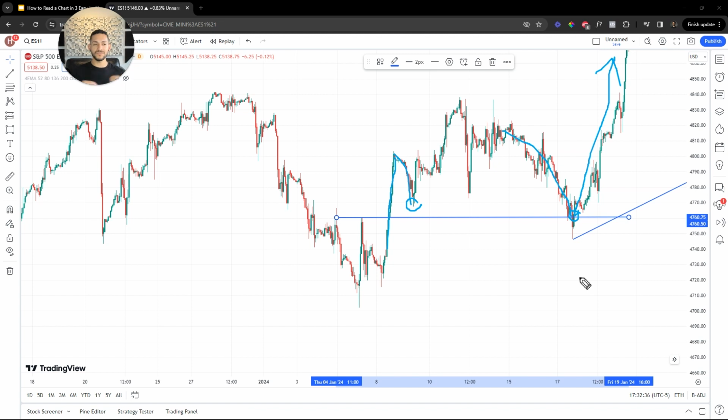So I always like to draw these necks just so I can keep them as levels of reference in the future. It can be retested in the next 2 minutes, in the next 5 minutes, or the next day, right? You just don't know when, but very important levels.